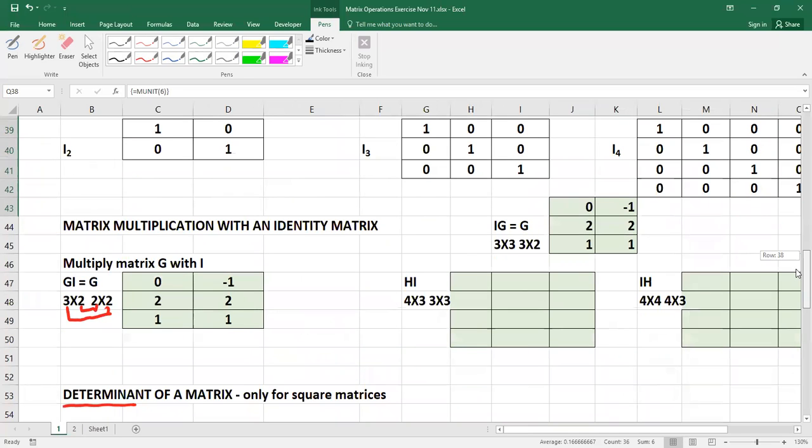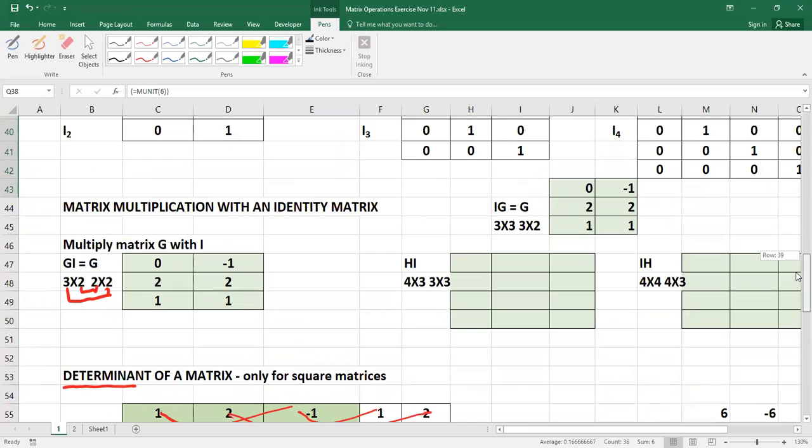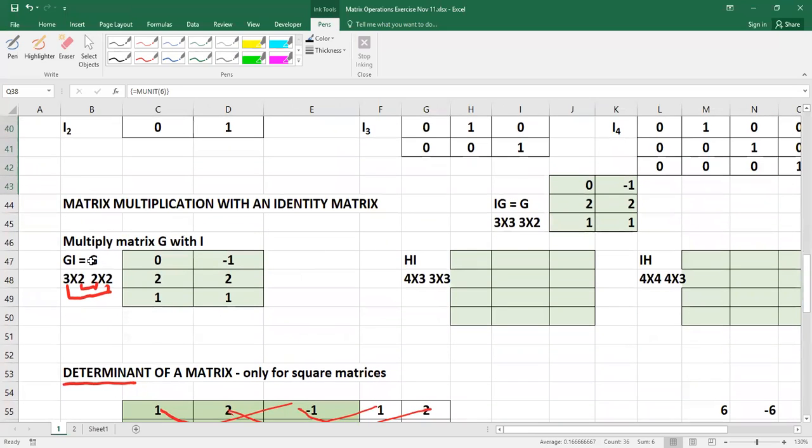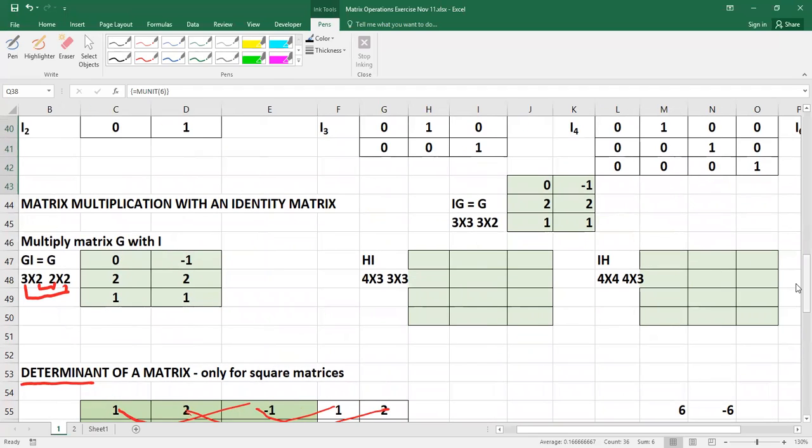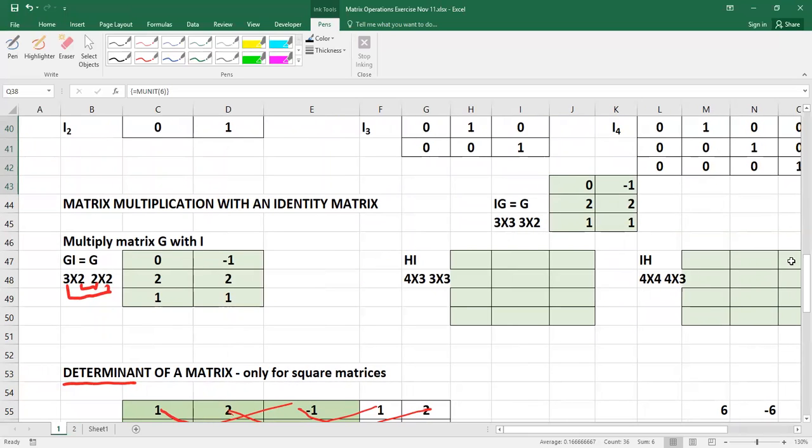Okay, and then we learned last time that in matrix multiplication, you can multiply a matrix by an identity matrix, and the resultant matrix is the matrix itself. So G times I will be equal to G, H times I will be H, or I times H will be H. The size of the identity matrix, of course, will depend on whether it's the first matrix or the second matrix. Still, matrix multiplication rules apply.